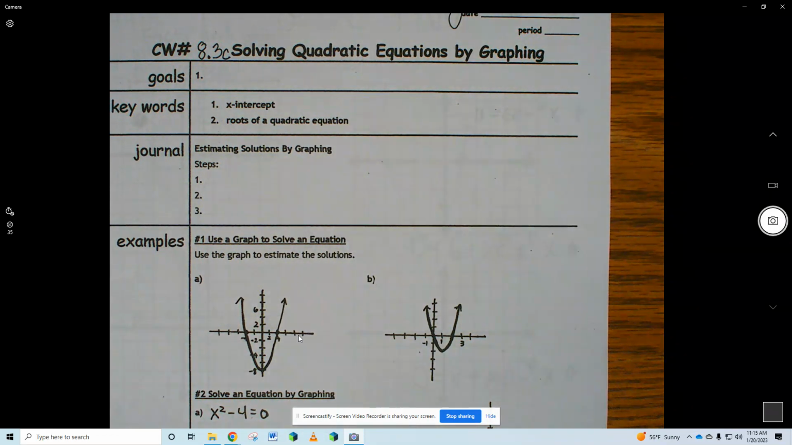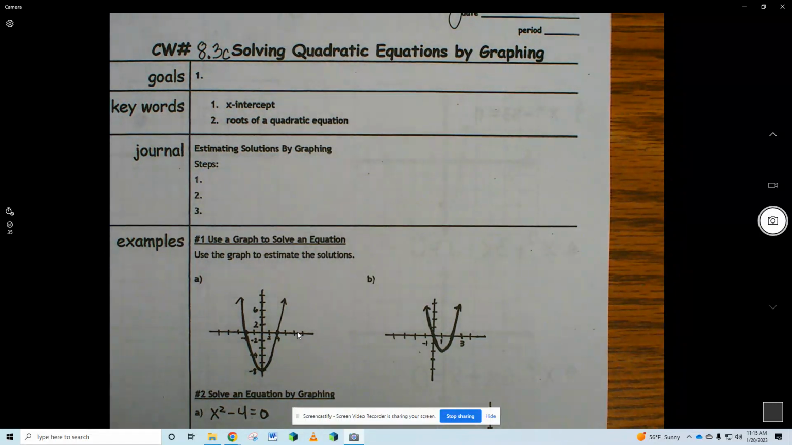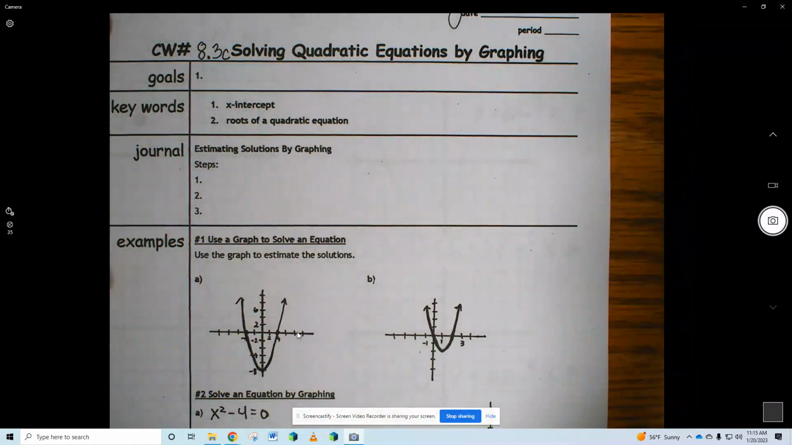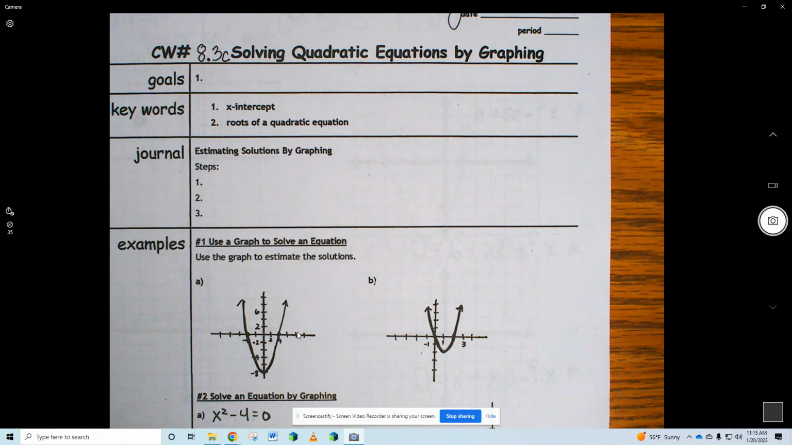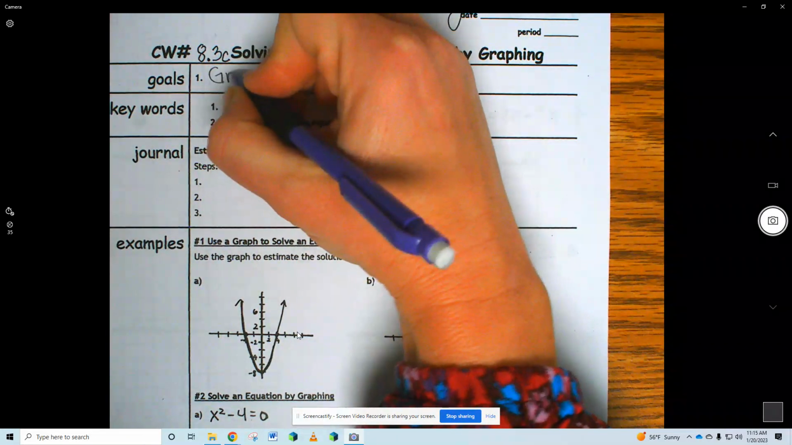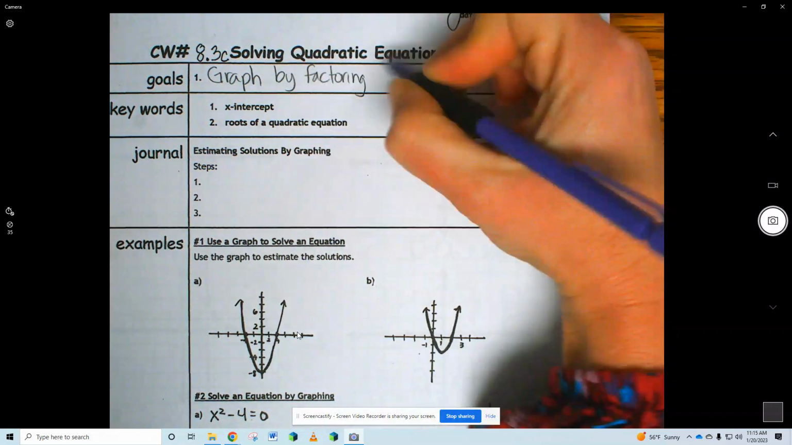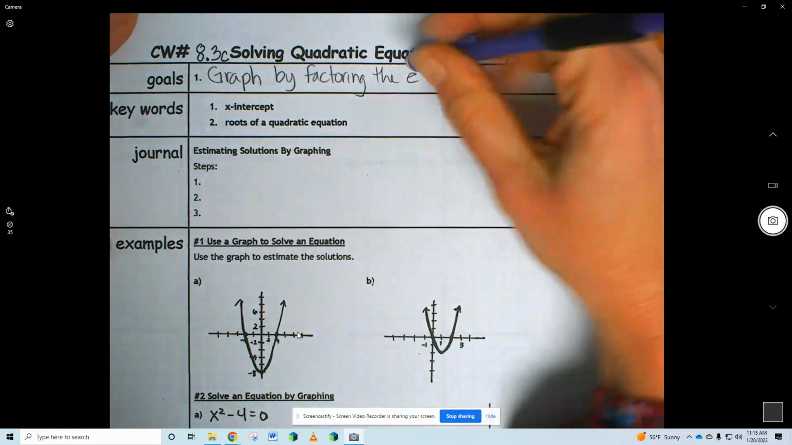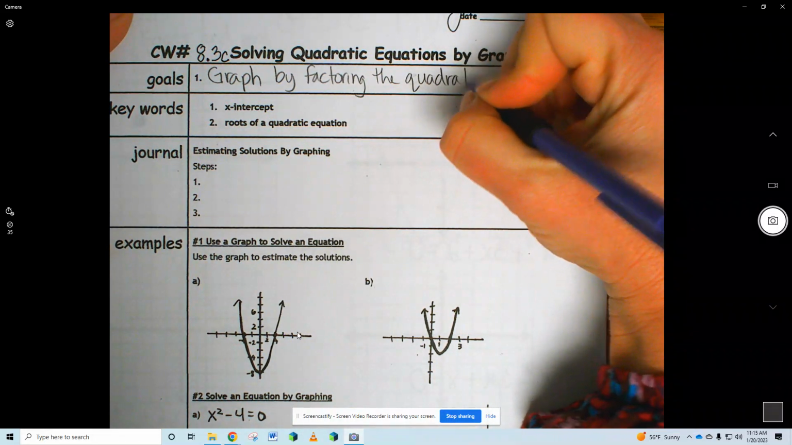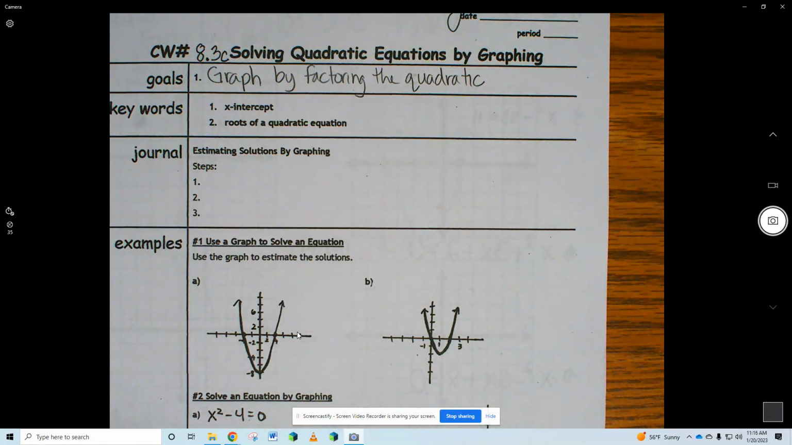The definitions are on the back on the board there, but since I'm recording, you could just copy it off the front. We've already talked about the x-intercepts. The goal is going to be to graph by factoring the equation, the quadratic. Every equation in today's notes is going to be factorable.